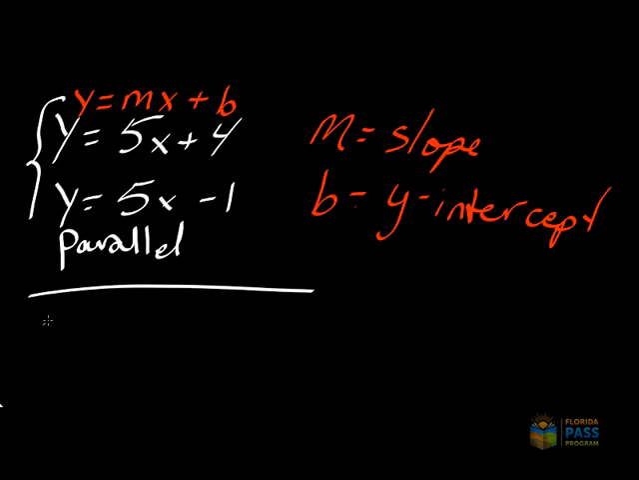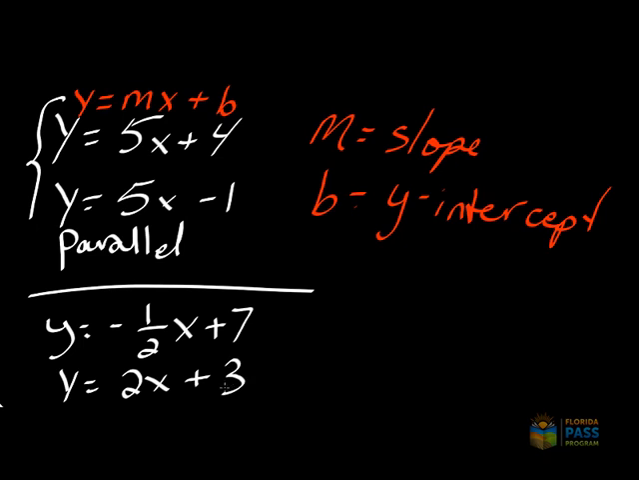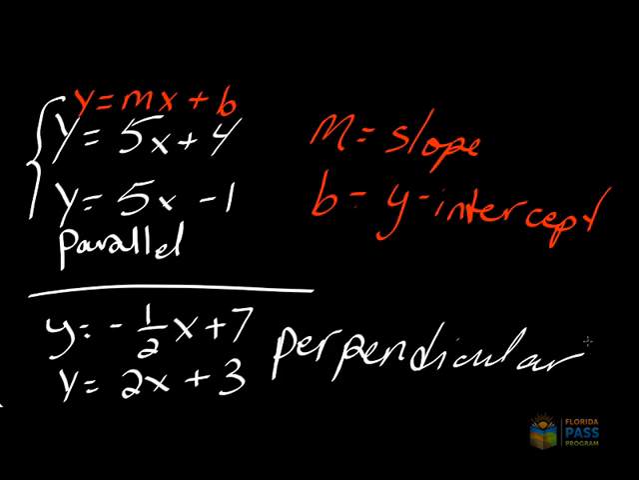What if I gave you y equals negative 1 over 2x plus 7 and y equals 2x plus 3? All you do is look at the slopes. They're not the same, so I know they're not parallel. However, I notice one is negative, the other is positive, and they're reciprocals of one another, which means this has to be an example of perpendicular lines.